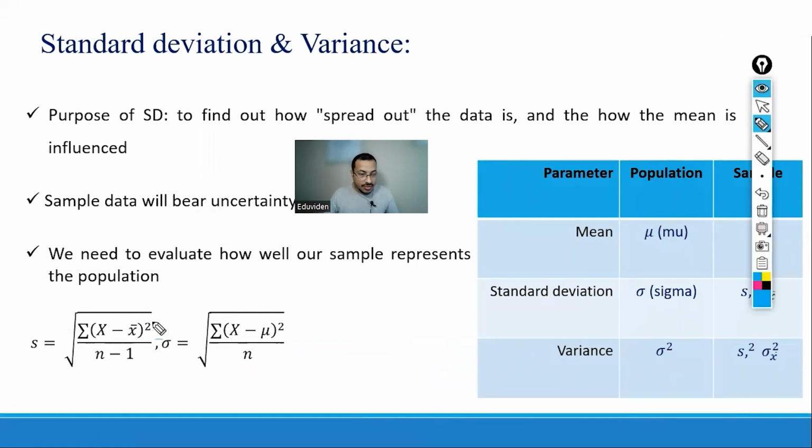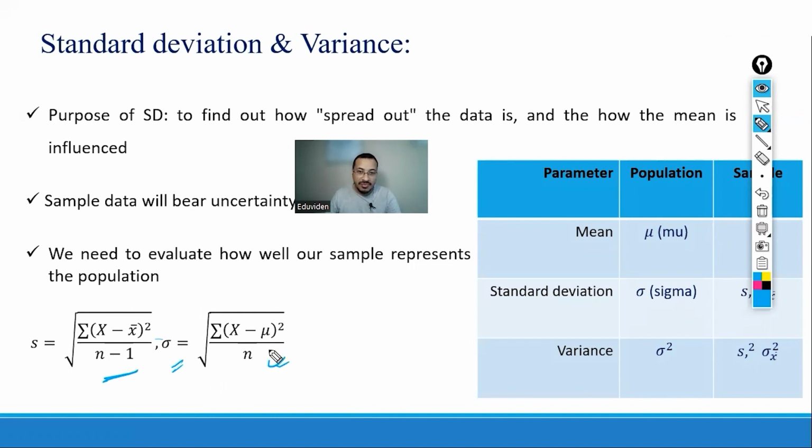S is equal to the summation of (x minus x bar) whole square by n minus 1 for sample. And this is for population. If you look at the population, it is fine. But for the sample, you see here, there is an n minus 1 given. Why is it so?